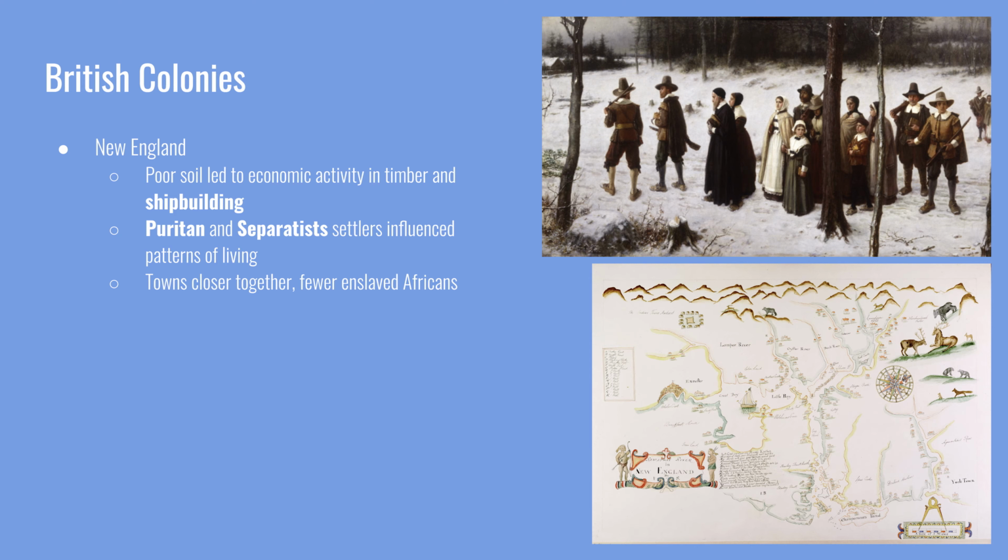The Puritans and the Separatists were the ones that mostly lived in New England, so their religious lifestyle influenced patterns of living. They created a church or a congregational hall in every town that was laid out, with people living closer together than people did in the middle colonies or in the southern colonies.